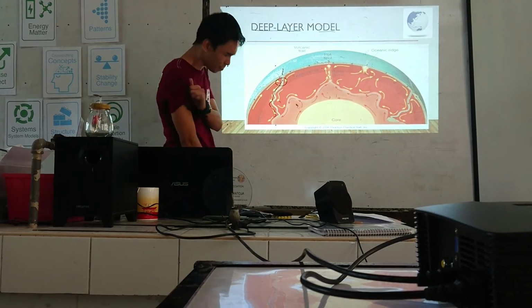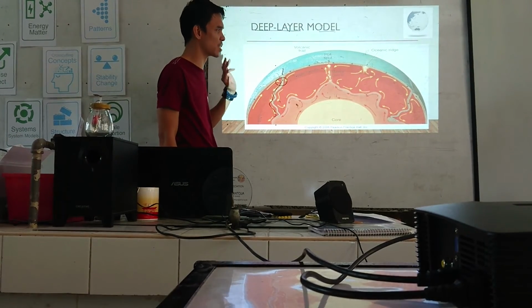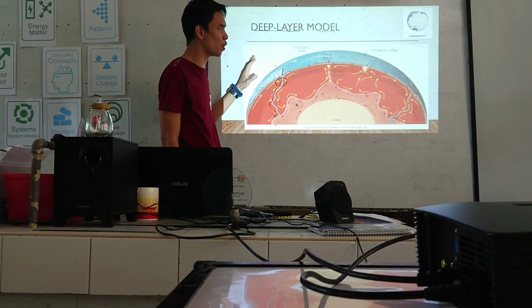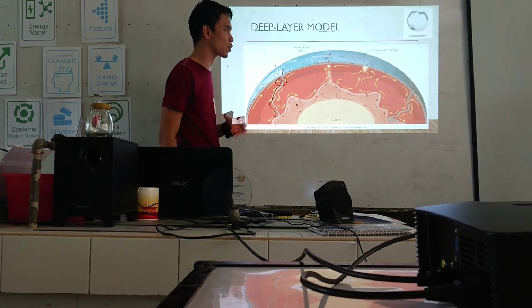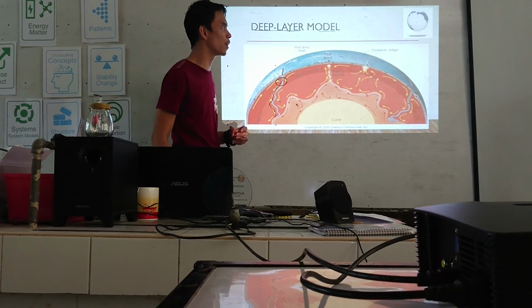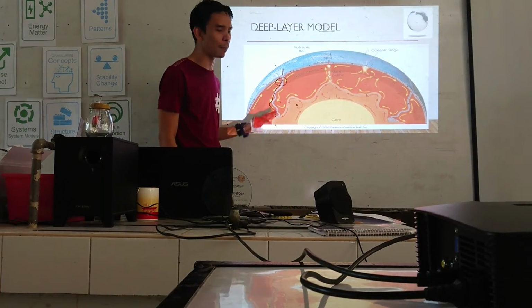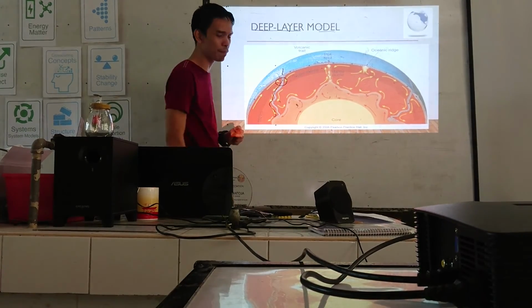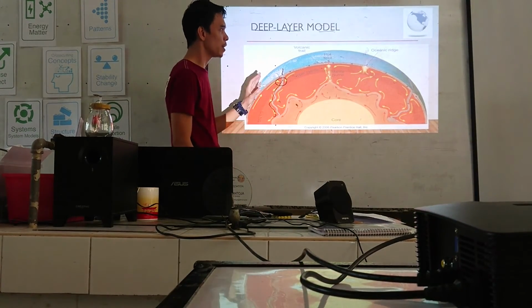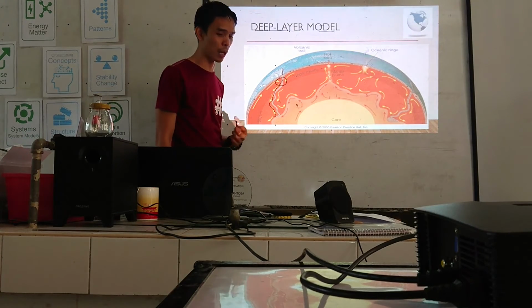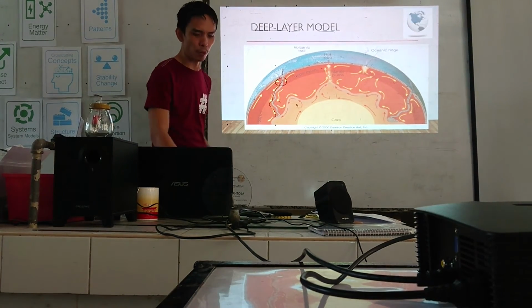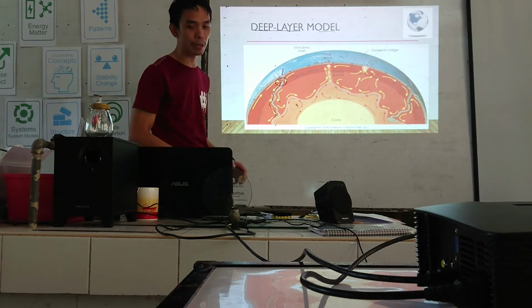Alright, this particular model is still in study, so we haven't yet found any shortcomings of this model. This is the recent model about the Earth's convection. The Earth's layer convection is somehow proposed as of now. Okay, so we have the deep layer model.